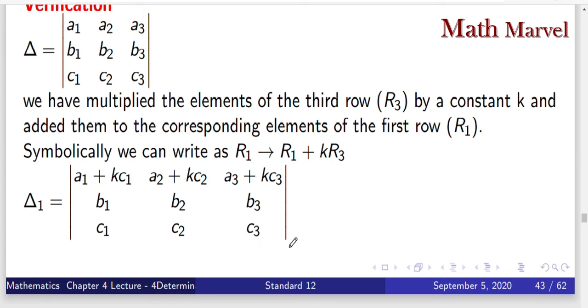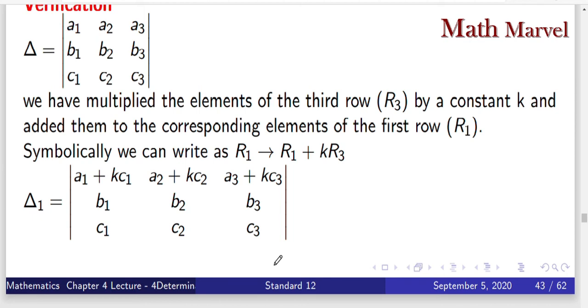ओके मतलब कि आप जो रो या फिर जो कॉलम को आप कोई कांस्टेंट से मल्टीप्लाई करके ऐड कर रहे हो किसी और रो या कॉलम में, तो आप जो रो या कॉलम में ऐड कर रहे हो उसमें ही आपको चेंज दिखाने हैं. जिस रो या कॉलम को आप मल्टीप्लाई कर रहे हो उसमें आपको चेंज नहीं दिखाने हैं.